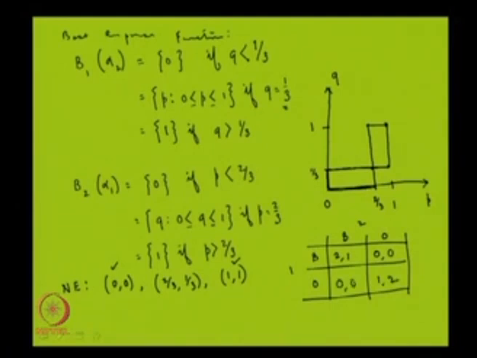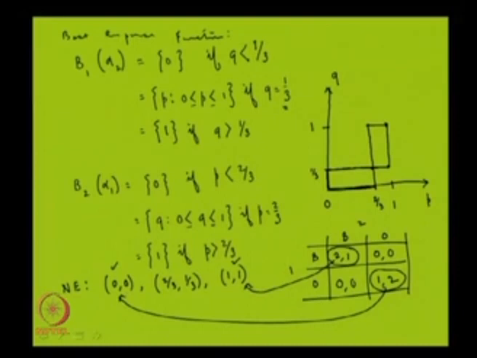So, this was the game. Now, it is obvious that this is a Nash equilibrium and this is also a Nash equilibrium. Here we are getting that Nash equilibrium of 1-1. So, with probability 1, B is played by player 1, and with probability 1, B is played by player 2. And this relates to this: with probability 0, player 1 and 2 play B.